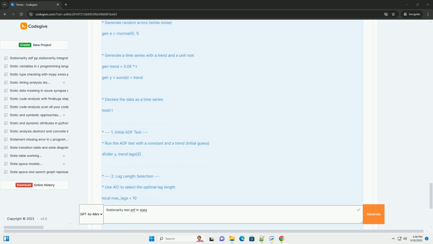2. The augmented Dickey-Fuller (ADF) test. The ADF test is a statistical hypothesis test designed to determine if a time series has a unit root. The presence of a unit root suggests that the time series is non-stationary. Hypotheses. Null hypothesis, H0. The time series has a unit root, i.e., it is non-stationary. Alternative hypothesis, H1. The time series does not have a unit root, i.e., it is stationary.